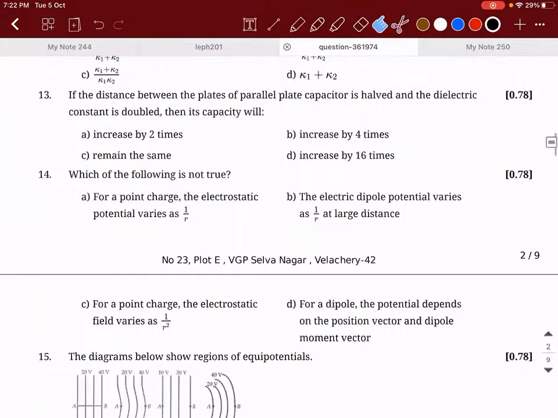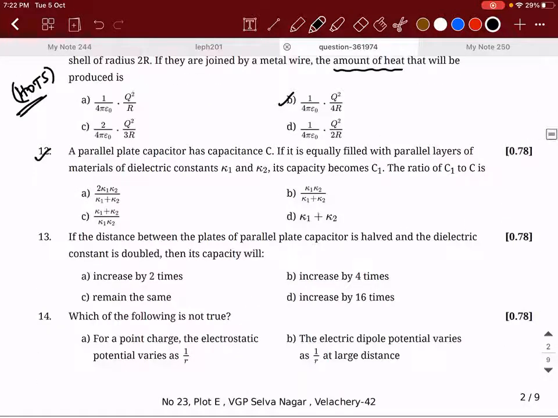The 12th one. I hope most of you would have done it. There is a parallel plate capacitor which has capacitance C. If it is equally filled with parallel layers of materials of dielectric constant kappa 1 and kappa 2, its capacity becomes C1. The ratio of C1 to C is how much? Sir, option B. Option B, kappa 1, kappa 2. Do you think that is the answer? Yes, sir.